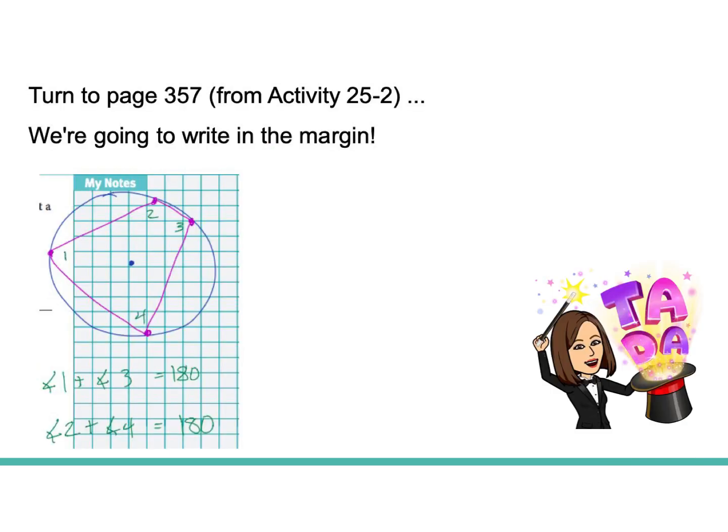Before building off of 25.4, there is one part that I want to go back to in 25.2's notes. So turn back to page 357, and I want you to go ahead and write this visual in our margin. You can see right now that we have a circle, and inscribed inside our circle, we have this quadrilateral. The quadrilateral does not have to have all four sides equal to each other. They can be different in length, but I want you to go ahead and draw this, as well as label each of the interior angles, 1, 2, 3, 4, inside the quadrilateral.